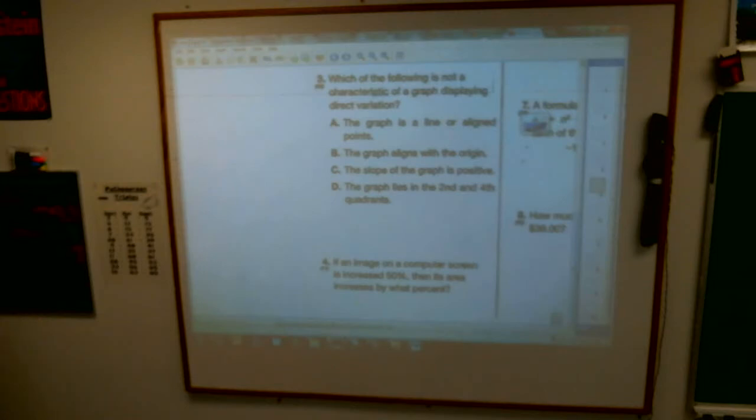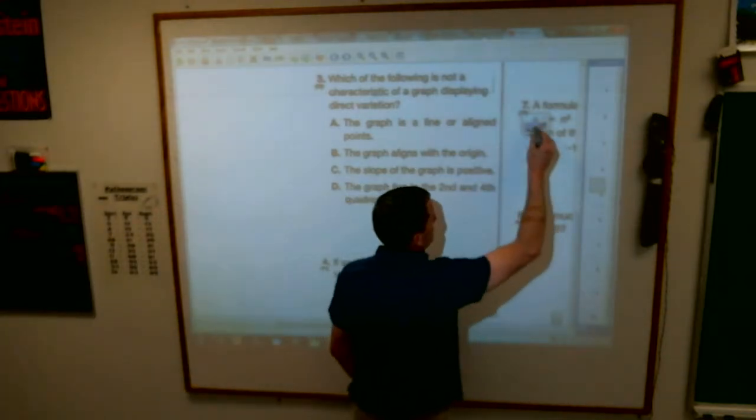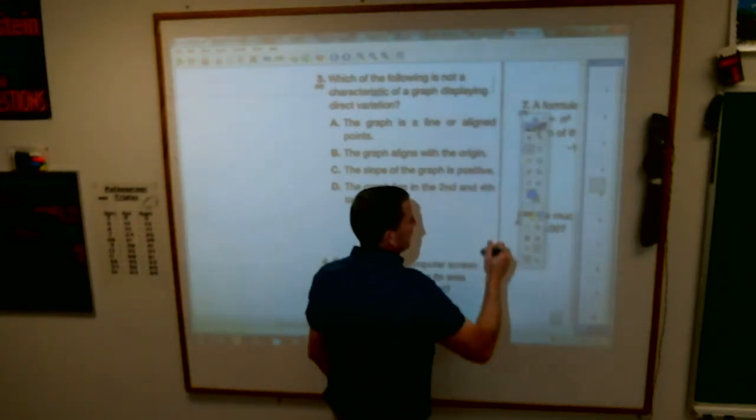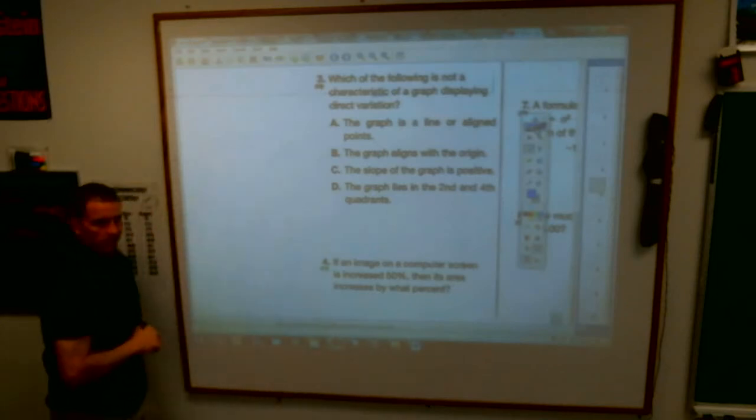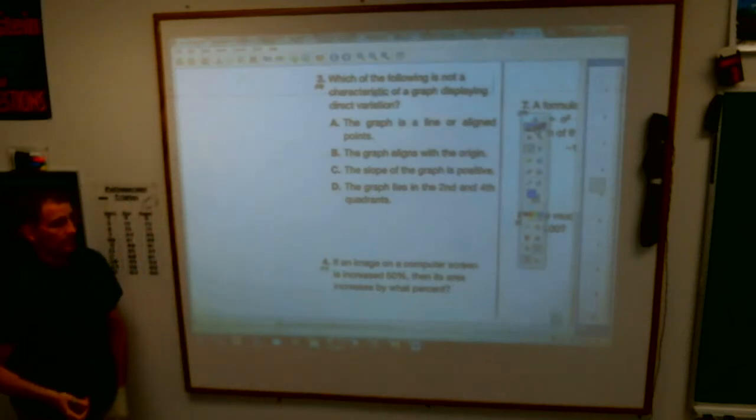If an image on a computer screen is increased by 50%, then its area increases by what? So it wants what percent does it increase? And I guess the best way to do this is the long way. We can do it real fast again, as we've done it before. It doesn't tell you the size of the computer screen, so you get to make up your own. You just know that it's increased by 50%.